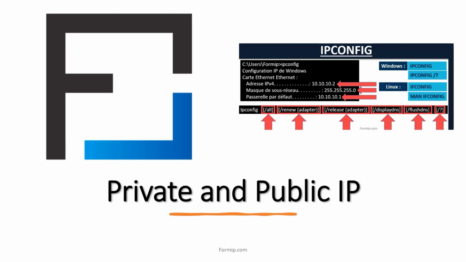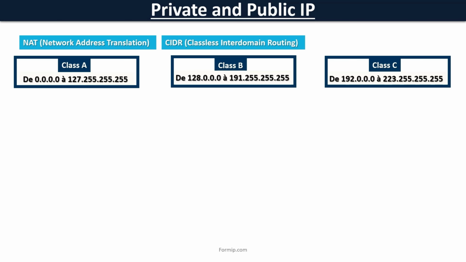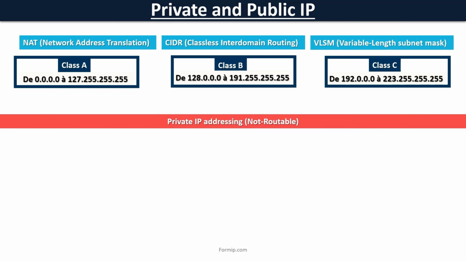The Internet began to develop greatly from the 90s. With such growth, for a long time we've been short of IPv4 addresses. The solution to fill this gap is IPv6. While waiting for the implementation and development of IPv6, several other solutions have been developed, such as NAT, CIDR, VLSM, and private IP addressing.